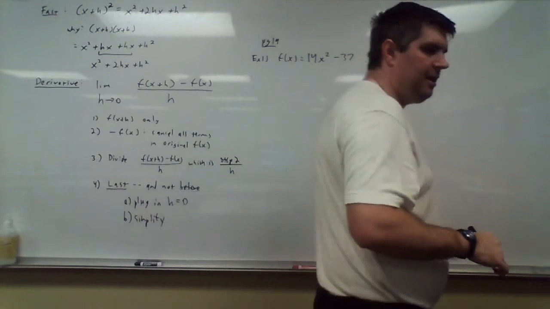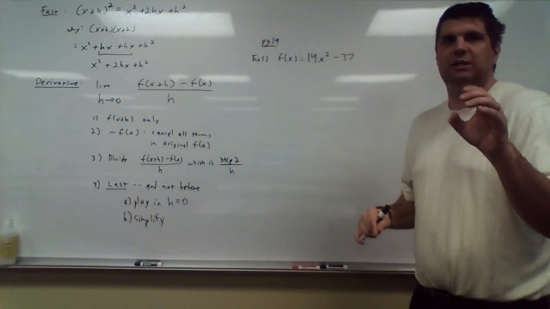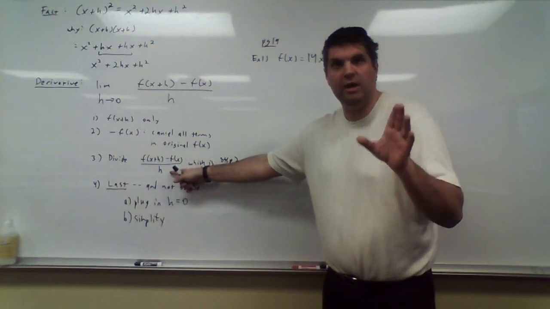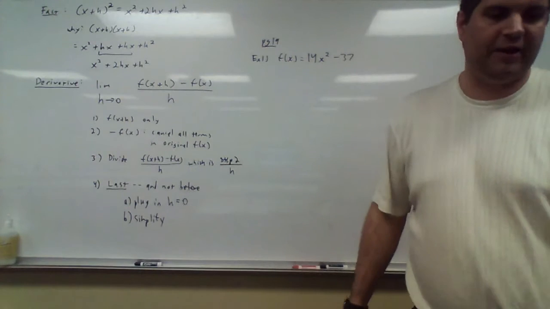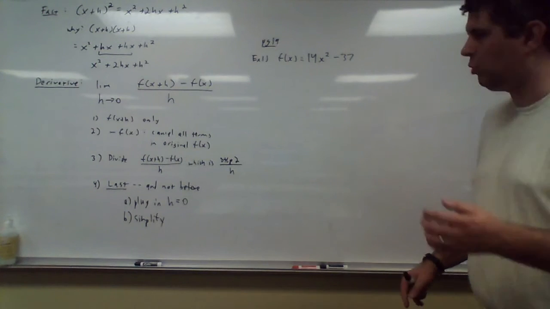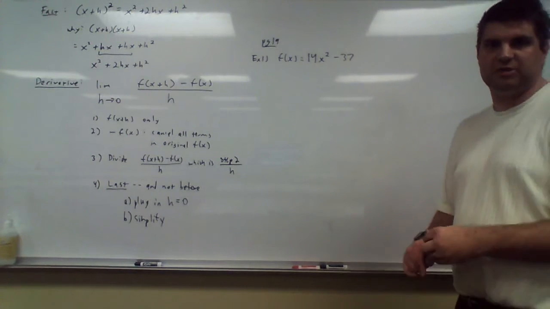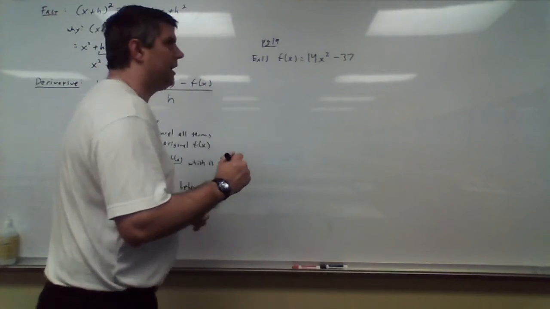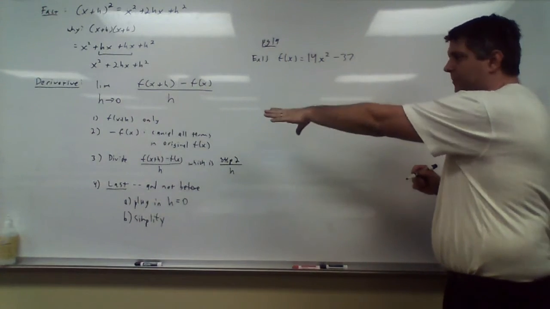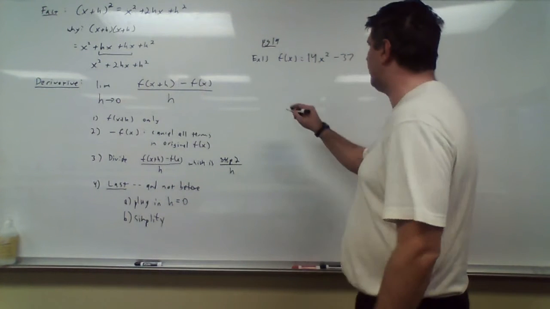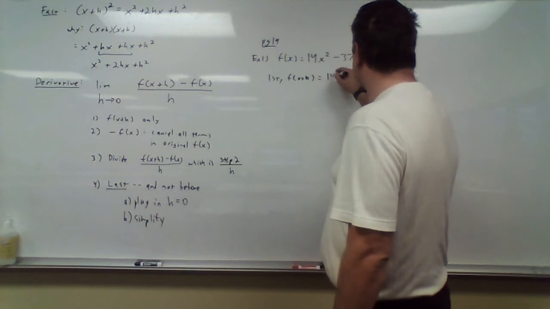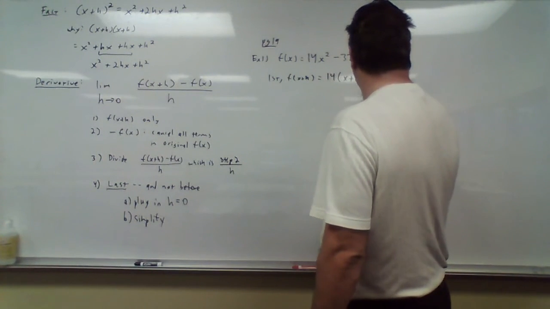Here goes. Okay? Now again, you guys are probably thinking, h can't equal 0, that would make this undefined. The value is undefined, the limit is not. Okay? So don't worry too much about the details, just follow the steps. You will get a fuller explanation of what limits are in a calculus class. But advanced algebra students should be able to do these steps. Okay, so here goes. First, f of x plus h equals 14 times x plus h squared minus 37.